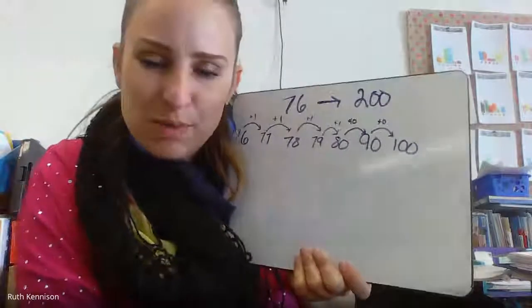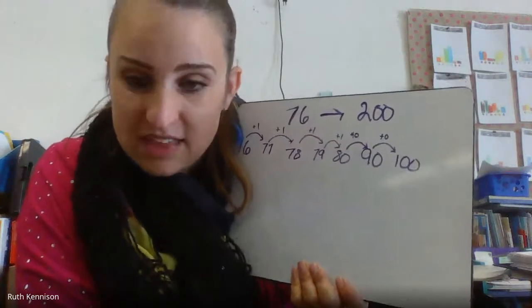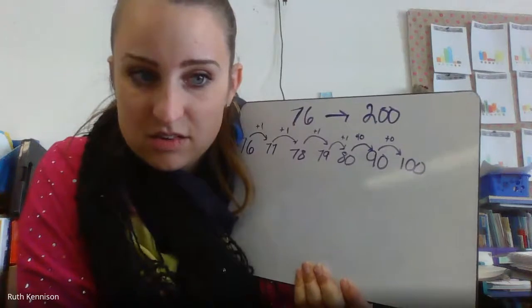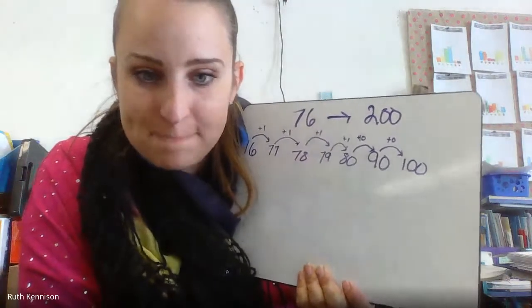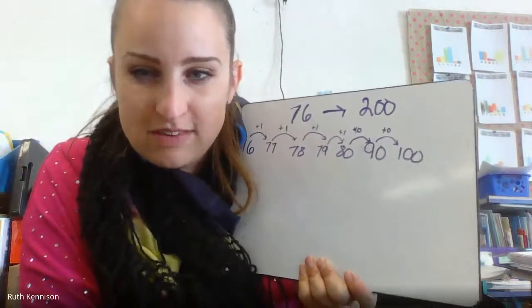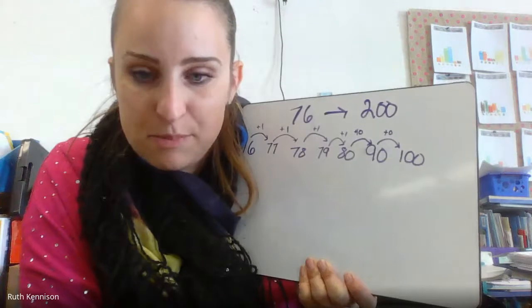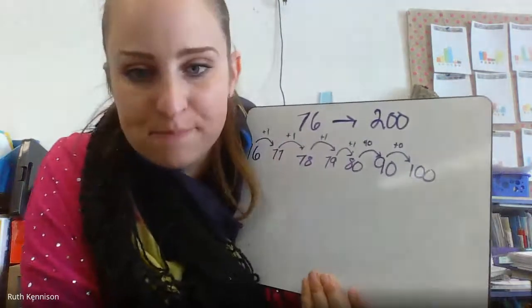Are we going to keep counting by tens to get to 200? Or is there a faster way to get there? Who thinks there's a faster way to get there? Thumbs up if you think there's a faster way, or if we're going to keep counting by tens. Do I see lots of thumbs up? I see people thinking there might be a faster way. What do you think, Ashlyn? Is there a faster way?